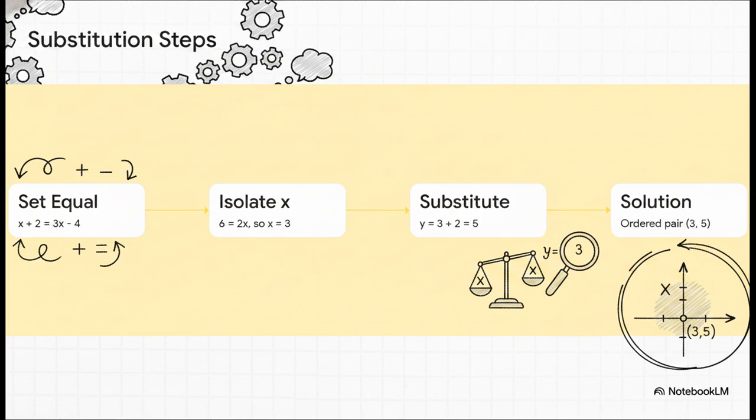Next, we systematically isolate the variable. Add 4 to both sides, and you get x plus 6 equals 3x. Subtract x, you get 6 equals 2x, meaning x equals 3. But we aren't done. You then substitute that 3 back into an original equation to find that y equals 5. So the final solution is the ordered pair 3, 5. Going through this sequence requires immense focus, working memory, and multi-step logic.